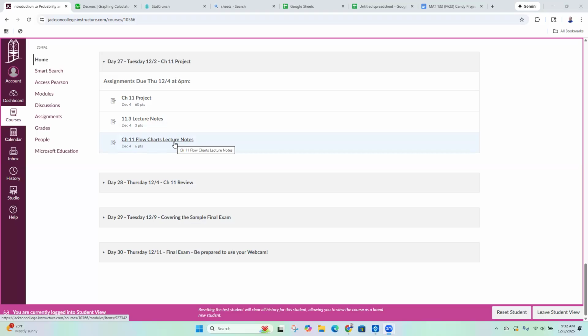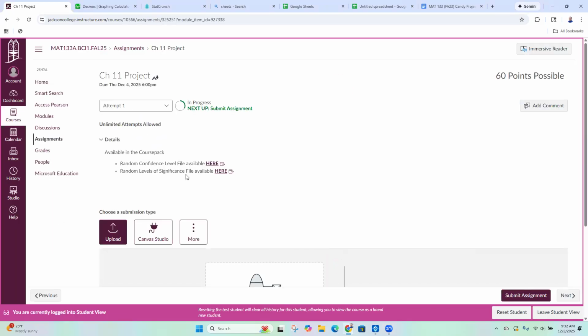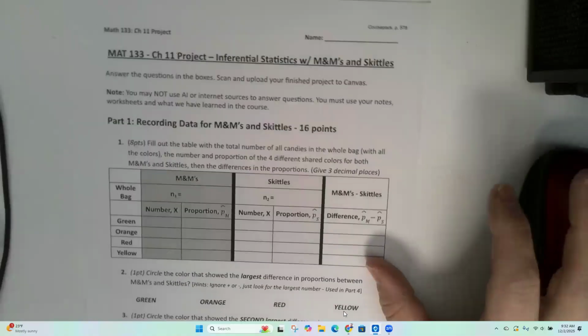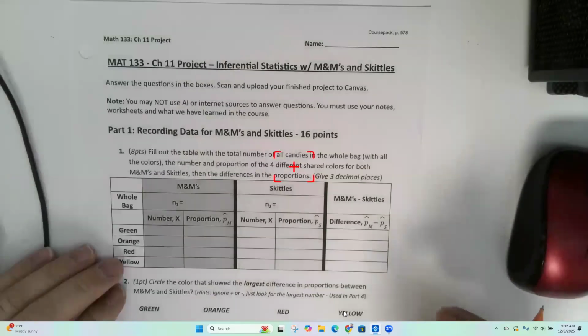Okay. So today for the Chapter 11 project, it's on page 578. Also, if you click on the Chapter 11 project here in Canvas, there's two links. They're going to take you to StatCrunch. One is for confidence levels, and one is for levels of significance. So I'll need both of those as well. But we're going to start on page 578.